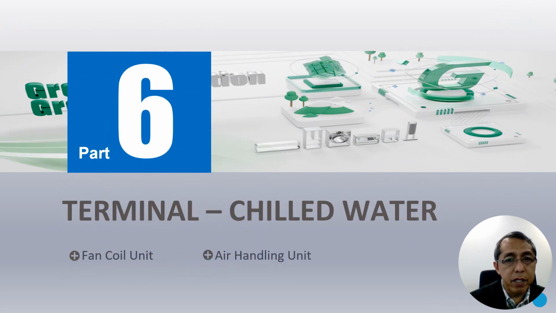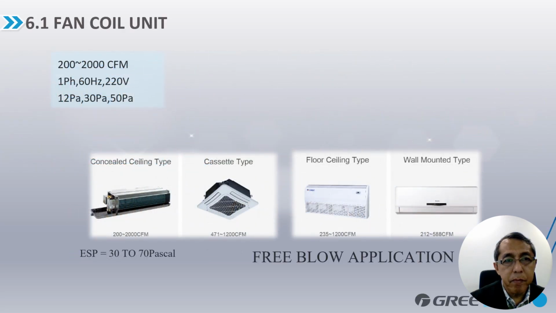For the terminal or the chilled water AHU and fan coil unit, I think it's just a similar arrangement. Concealed type, cassette, floor ceiling, and wall mounted. Although for the ceiling concealed type, the external static pressure is only available at about 30 to 70 Pascal. And the rest are all for free-blow application in cassette, floor ceiling, and wall mounted.